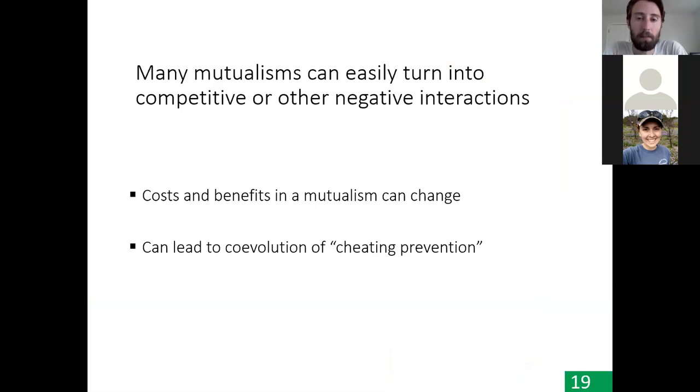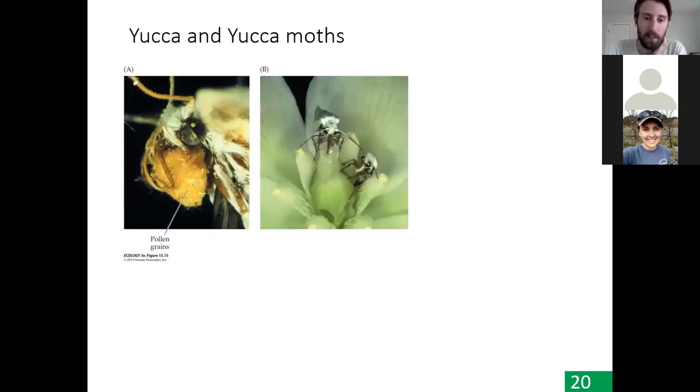And if a mutualism has been established long enough for coevolution to take place, you can actually get the evolution of cheating prevention mechanisms in these kinds of interactions. As an example of that, let's look at this situation with the plant yucca and the moths that pollinate the yucca, called yucca moths. Yucca, you've probably seen, is an agave-like plant with really spiky leaves, and it sends up flower stalks with a big inflorescence of really beautiful white flowers.